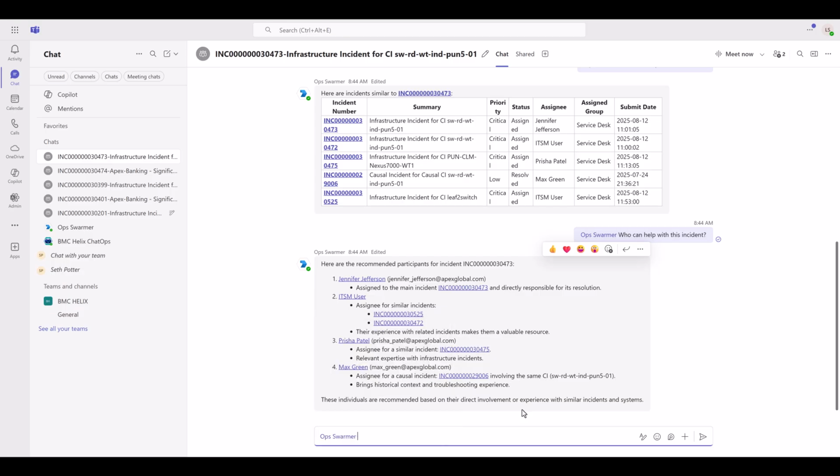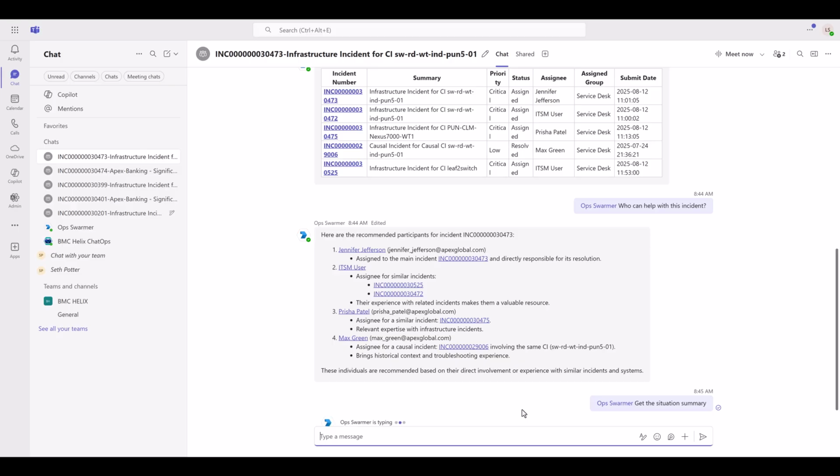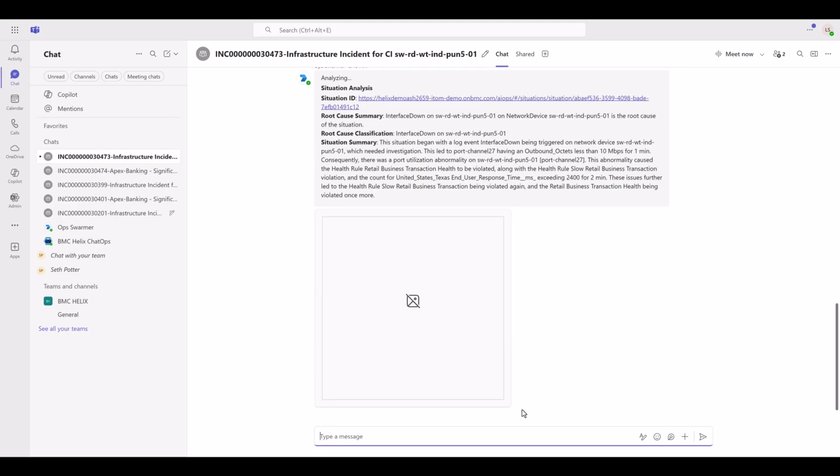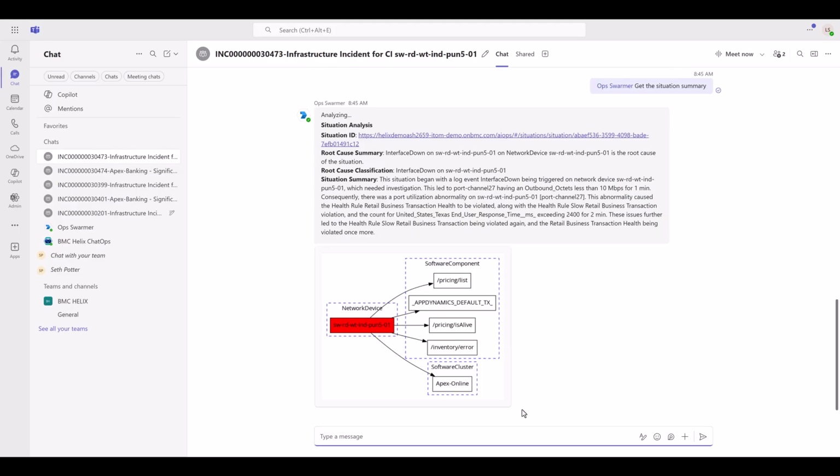Still working the issue, Liam asks the agent for the situation summary from AI Ops. This shows a network switch being the root cause of the issue, supported by the impact graph. The GPT situation summary gives the causal chain of events that led to the impact.